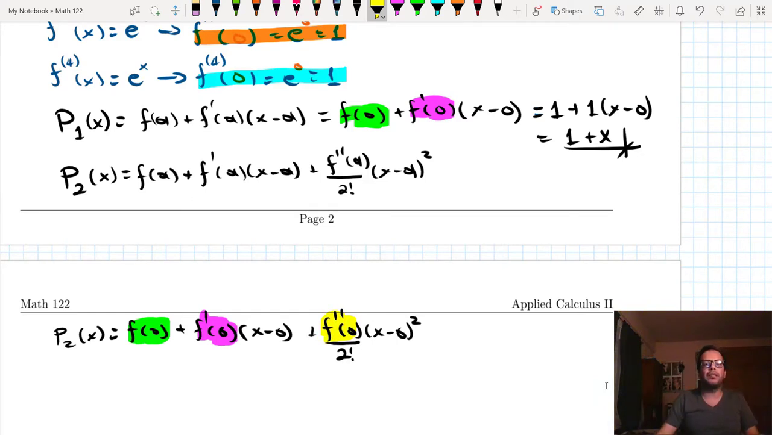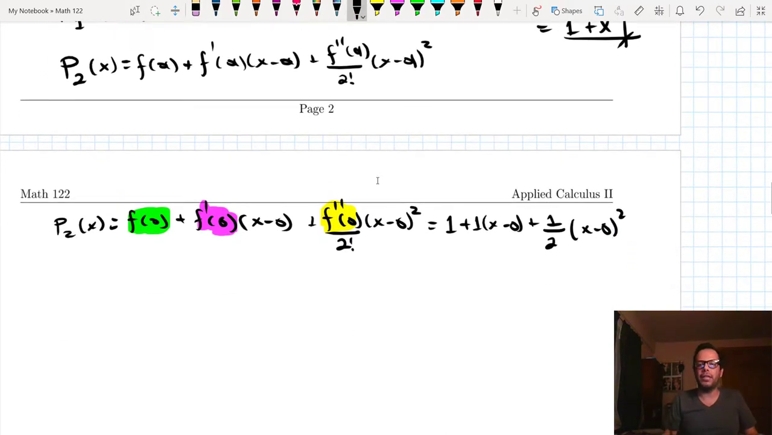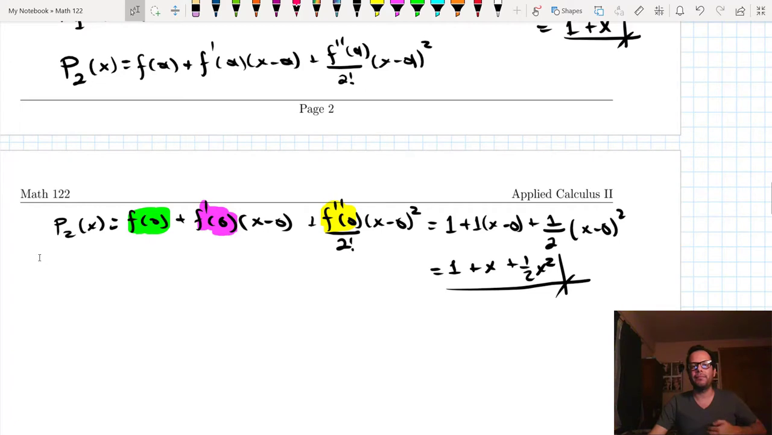And what are those quantities? For all of them, again, they are just 1, right? So I'm going to just write 1 plus 1 times x minus 0 plus 1 over 2 factorial, which is 2, times x minus 0 quantity squared. Okay, in this case, we can reduce this to just 1 plus x plus 1/2 x squared. So that is our final answer.